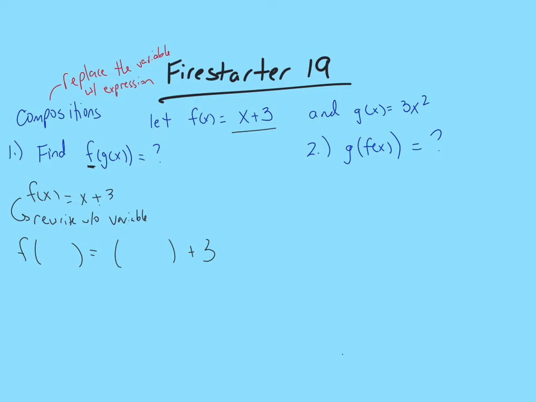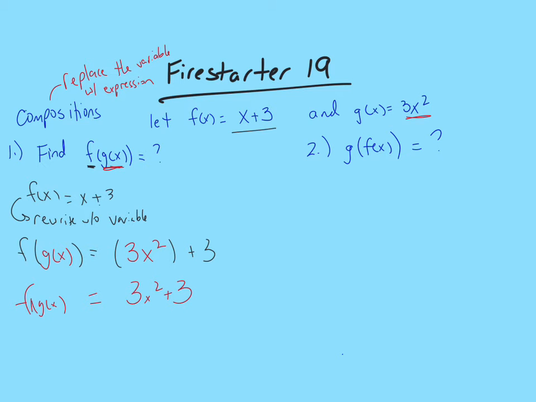Now I'm going to rewrite it, and I'm going to put g of x in. So I'm going to put g of x right there. And then when I simplify it, f of g of x, it's really easy: 3x squared plus 3.